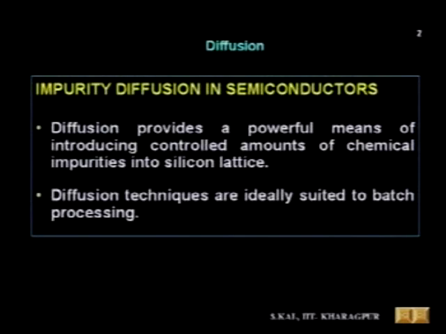This technique which we are going to use in the VLSI process is ideal for manufacturing of VLSI chips, because this process is highly suitable for batch fabrication. That is one of the important aspects when you are manufacturing in large numbers. Batch processing means you can process a large number of wafers at the same time in the same sequence.